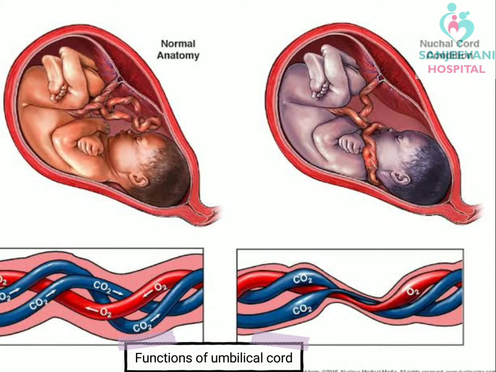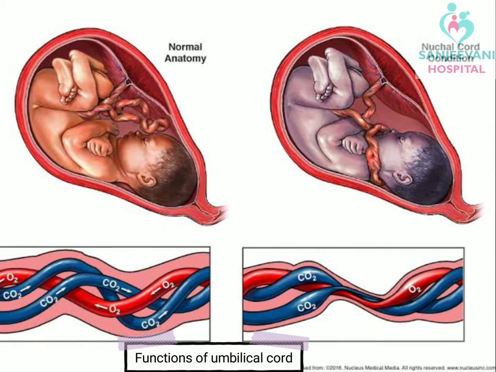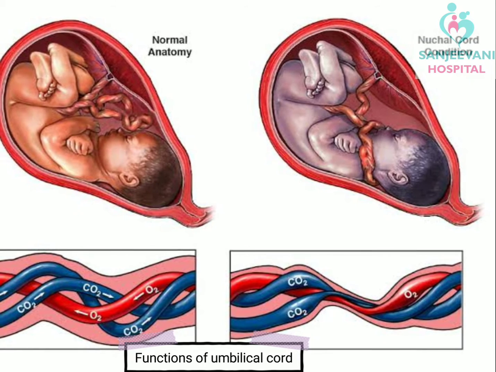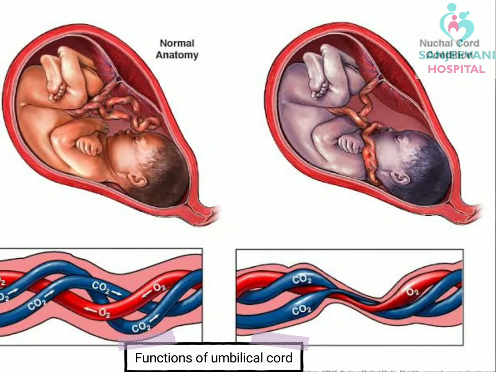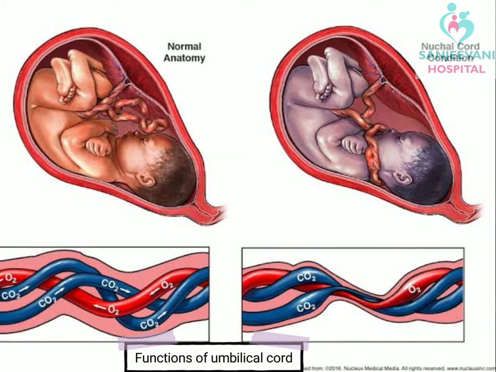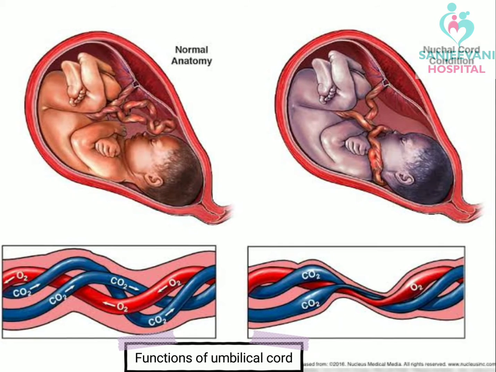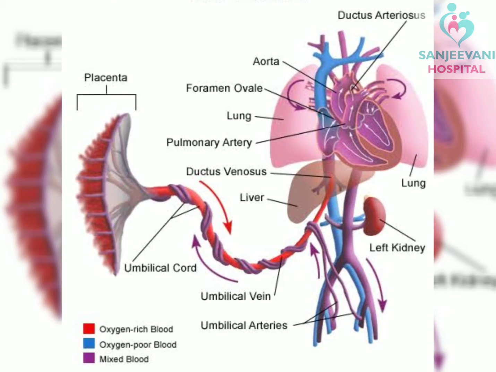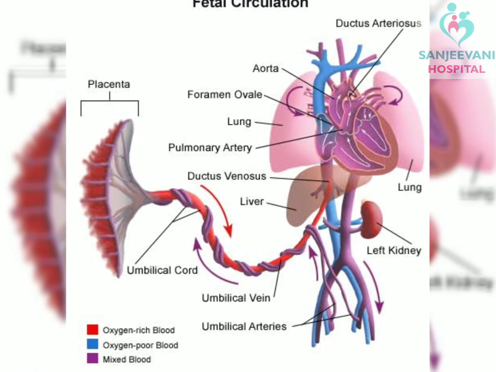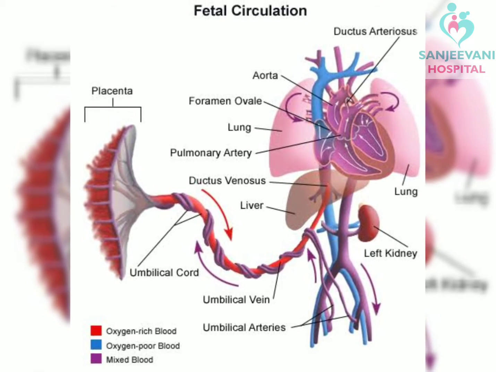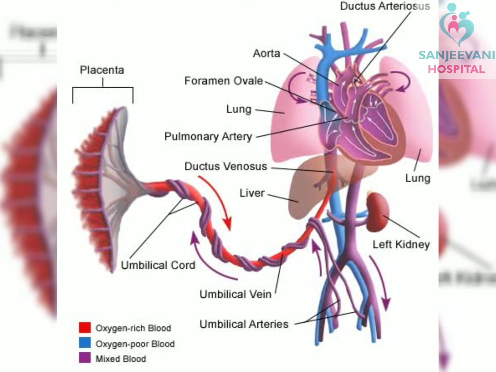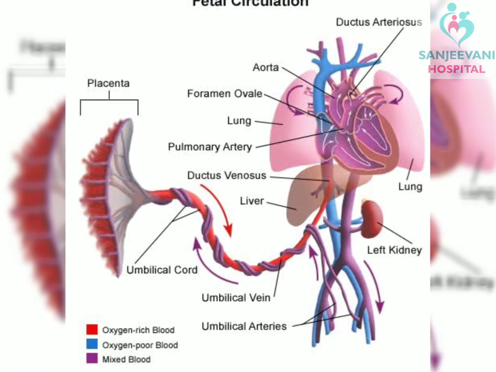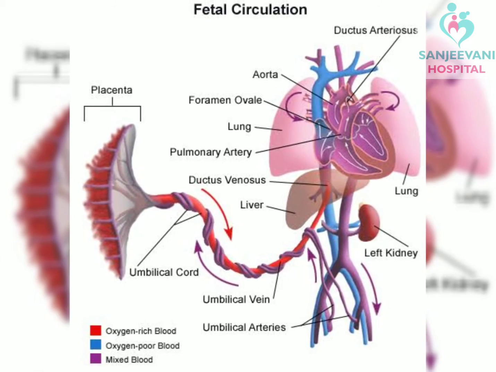Coming to the functions of the umbilical cord, it helps in the transport of nutrients, oxygen and carbon dioxide between the mother and the baby. There are two arteries and one vein, right? The arteries carry the bad blood, that is deoxygenated blood and the waste materials, from the baby to the placenta for clearance. At the same time, the vein, which is red in color, carries the pure oxygenated blood full of nutrients from the placenta towards the baby.